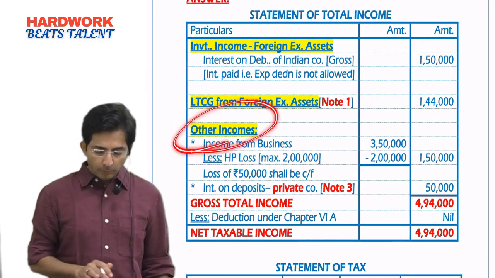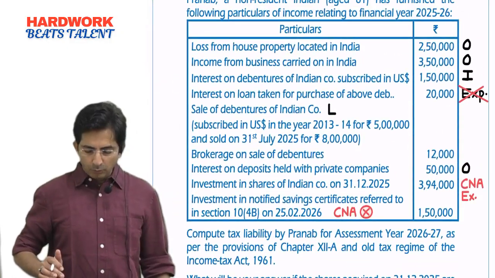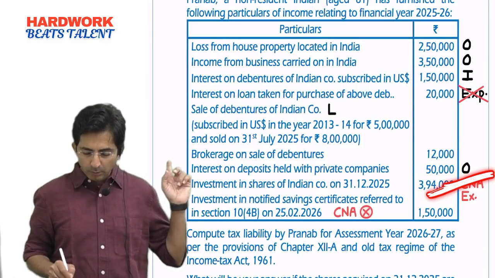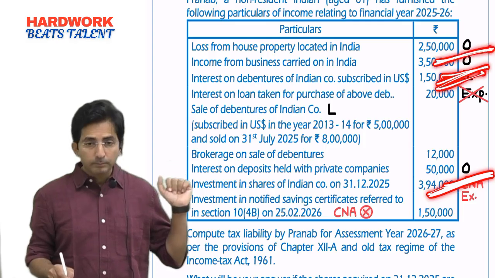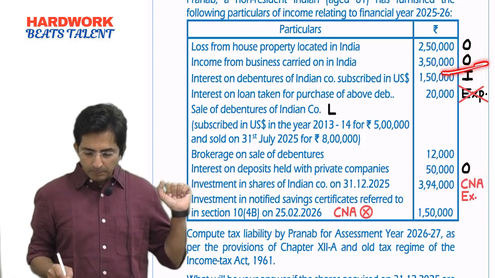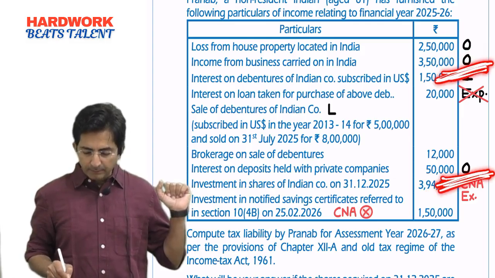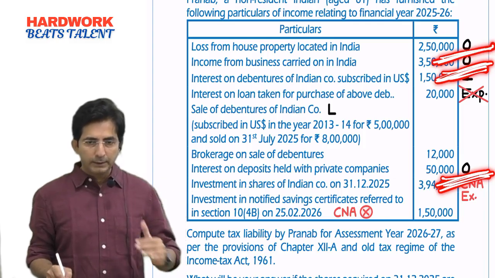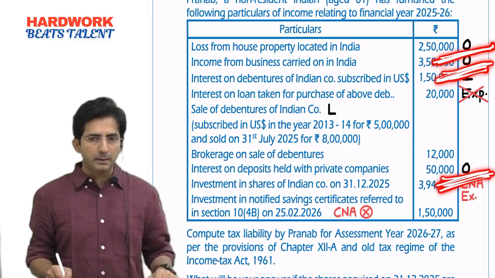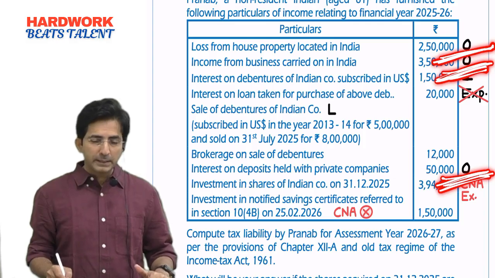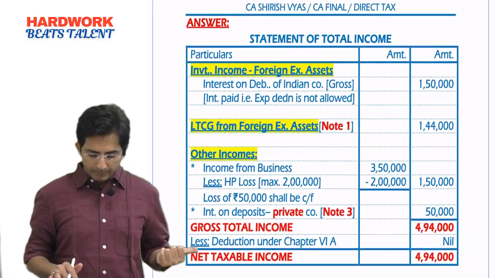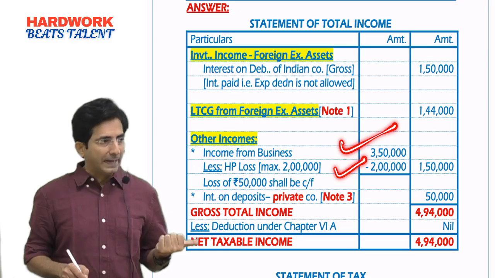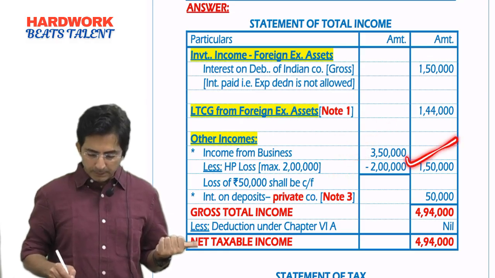Now in O, all other incomes I will write. So what do I have in all other incomes? See, there are 3 O's in the question. Check O, O, O. Which are the 3 O's? Business income, interest from private company and HP loss. And HP loss you will deduct. Within all O incomes, one is a loss, no? But HP loss you can set off only up to 2 lakhs. So see what I have done. From business income of 3,50,000, I have set off HP loss up to 2 lakhs. And after set off, business income is 1,50,000.